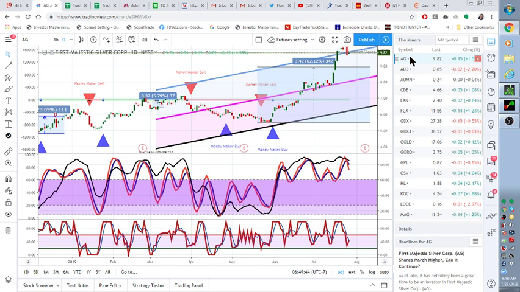Mexican silver miner, well-run company, and I traded this the last silver bull moves, and it's going to do great on this move as well.